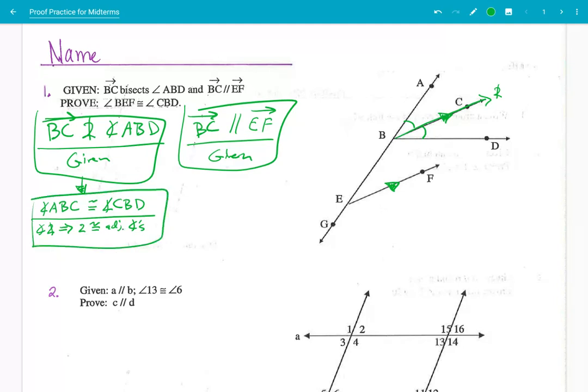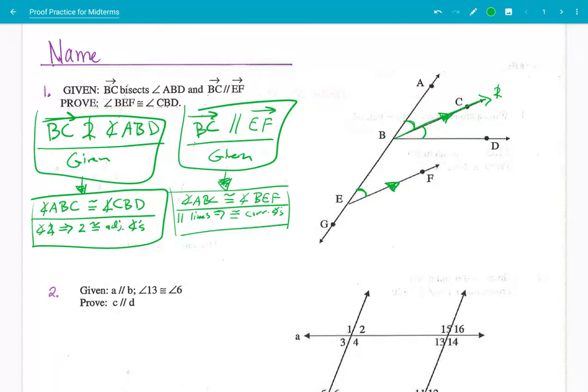All right, and the parallel lines give us this fact. This angle here is congruent to that. So we're going to say angle ABC is congruent to angle BEF, because parallel lines imply congruent corresponding angles.